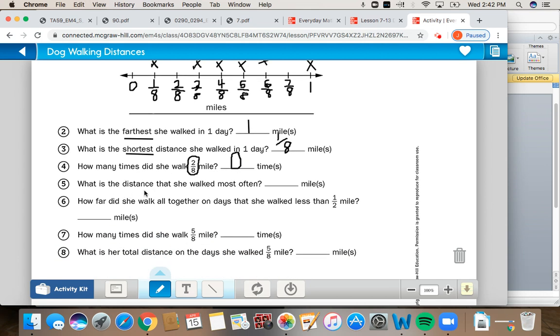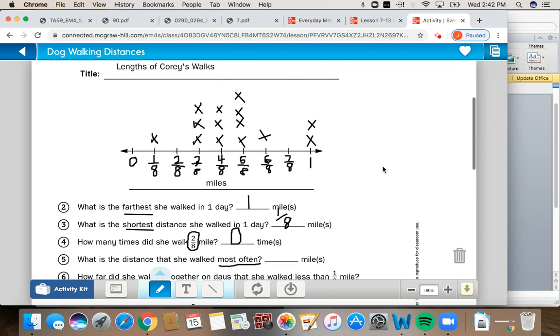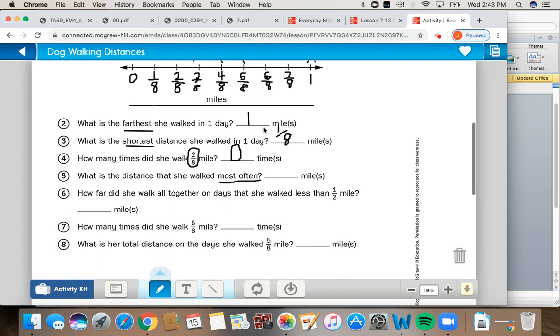Okay, what is the distance she walked most often? So now I'm looking for the one where I have the most X's. So which is the length that she walked most often? Did you say this one right here? You should have said 5/8. 5/8 of a mile.